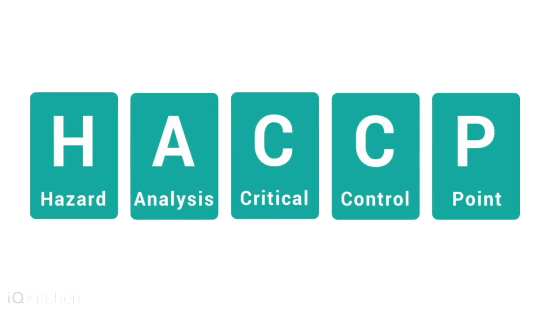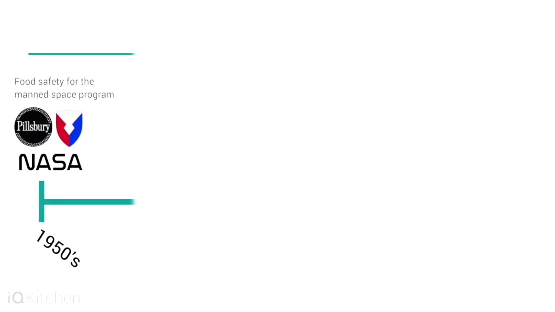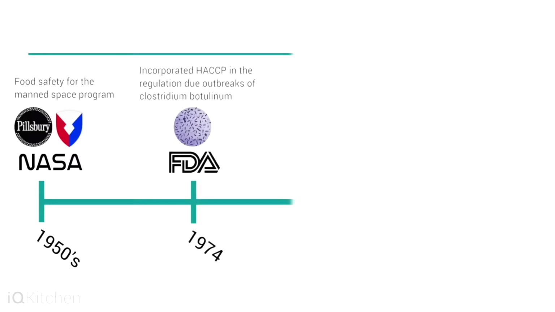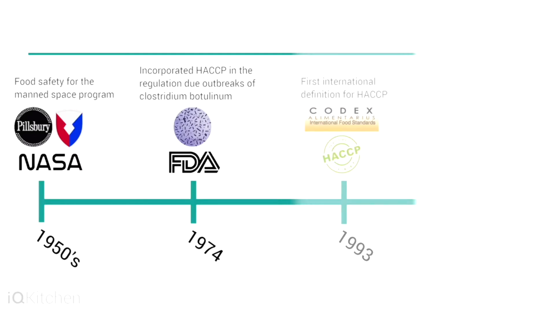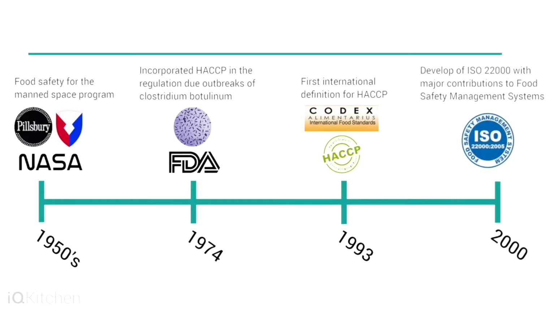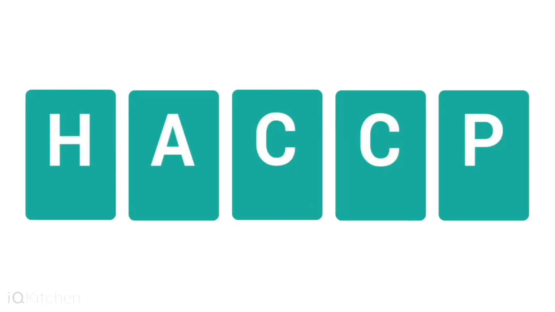HACCP was developed in the late 1950s by the Pillsbury Company, the Natick Research Laboratories, and NASA. They built a quality system to ensure food safety for the space program. In 1974, FDA incorporated HACCP in the regulations due to outbreaks of Clostridium botulinum in canned food. In 1993, the Codex Alimentarius Commission provided the first international definition for HACCP. And in 2000, ISO 22000 was developed with major contributions to food safety management systems. HACCP has become a global standard for food safety.